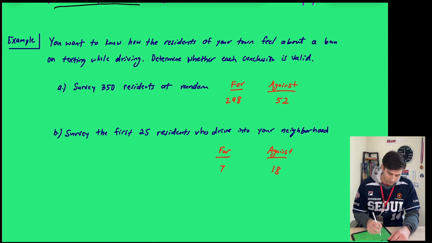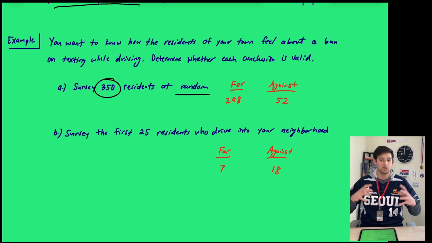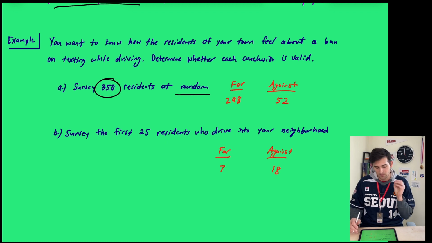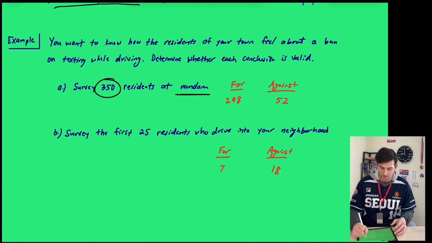Because we're asking 350 residents at random. So 350, that's a pretty large number, right? That's going to give us an accurate representation. And it's at random. So maybe it's people who drive, people who don't drive, people who are young, people who are old, boys, girls, adults, children, right? So it's random. It's going to be a good sample that is unbiased. Therefore, it's going to give us a valid conclusion. So this one we're going to say valid.